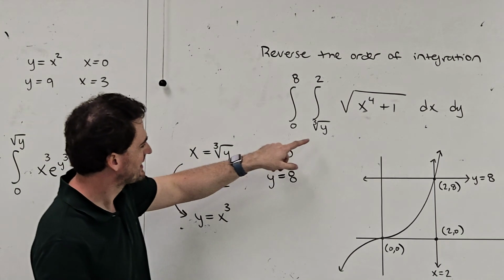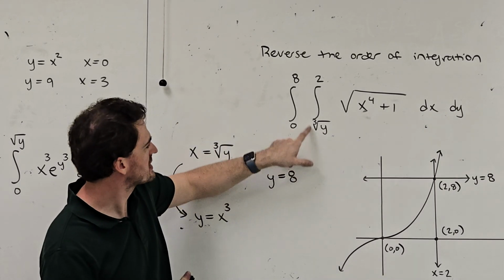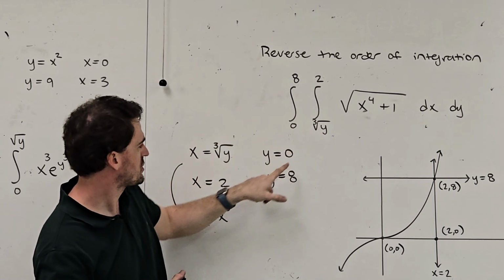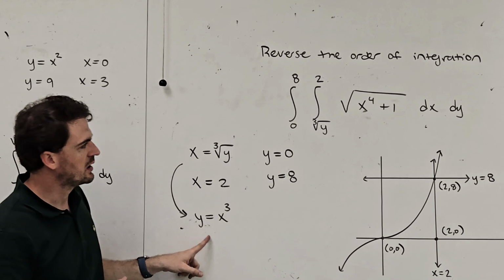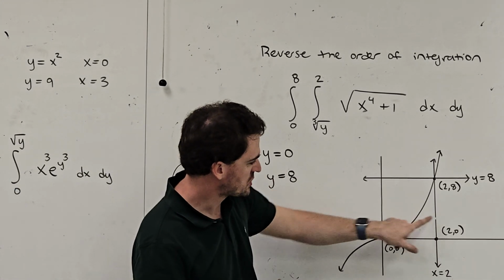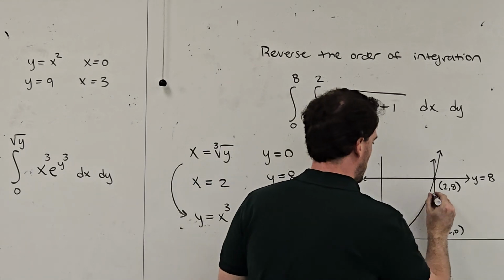So here, I know that this is x equals, so this is left curve to right curve. So square root of y, oh, okay, that's the x to the third curve, up to x equals 2, so it is talking about this region here.